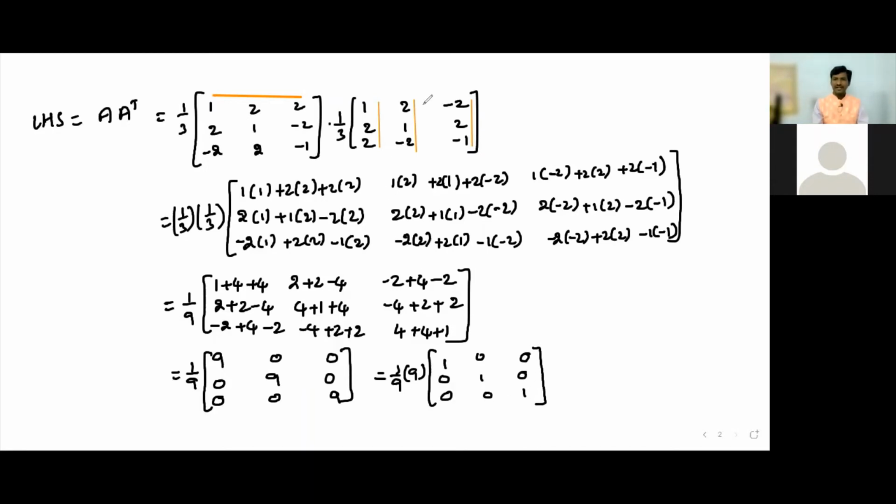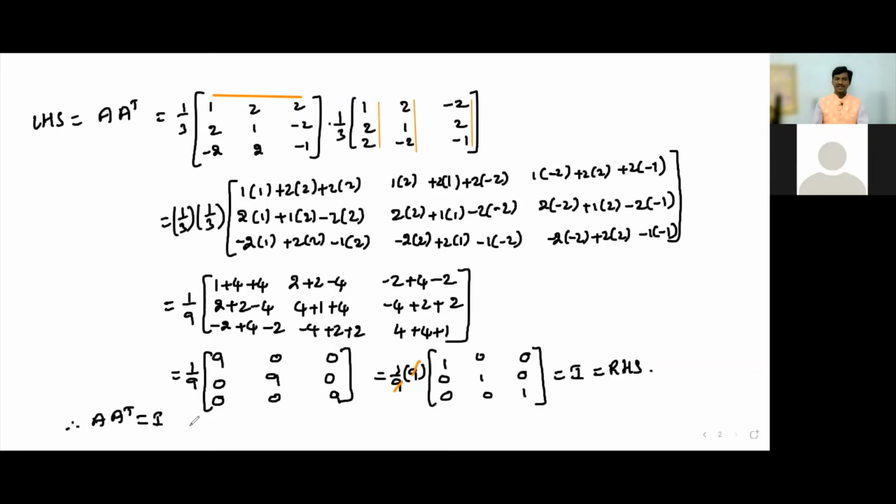So 9 and 9 get cancelled. So what is remaining here? Identity matrix, we can write it as I. Is it equal to the required RHS? Yes, this is the required RHS. Therefore, A into A transpose is equals to I.